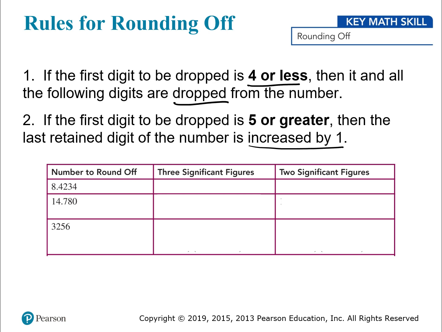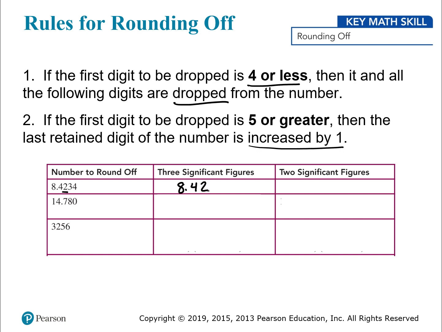So let's go through and do some examples. Here's the number that we're rounding off in the first column, and we're going to write this number with 3 significant figures and 4 significant figures. So for 3 significant figures, we're retaining the 8.42, and we're looking at the 3 to see whether or not we're going to round up or we're just going to drop. So the first digit to be dropped is 4 or less. So we just drop it all off. 8.42.